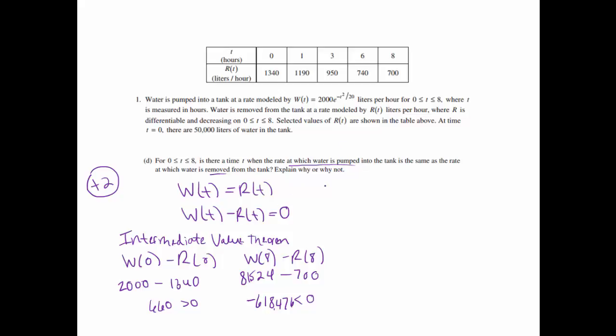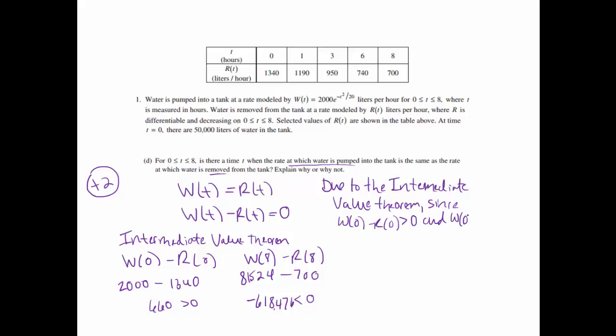So I am going to say, due to the intermediate value theorem, since W of 0 minus R of 0 is greater than 0, and W of 8 minus R of 8 is less than 0, there must be a value of t such that W of t minus R of t equals 0.